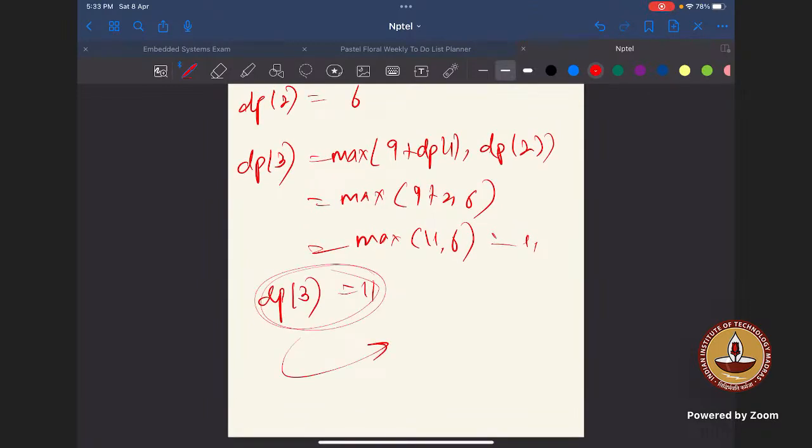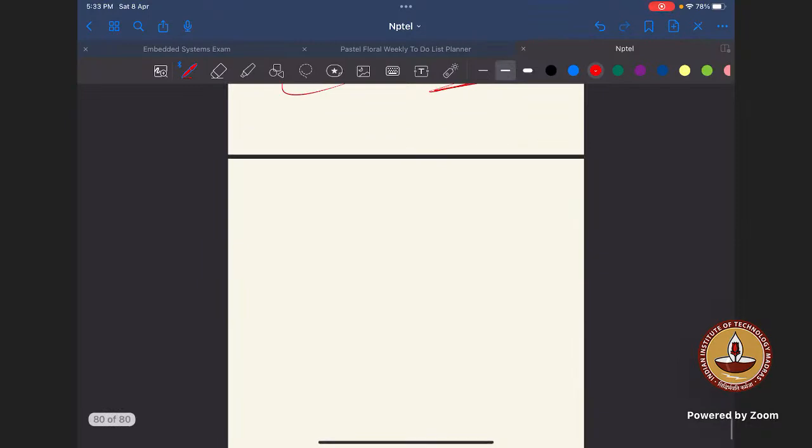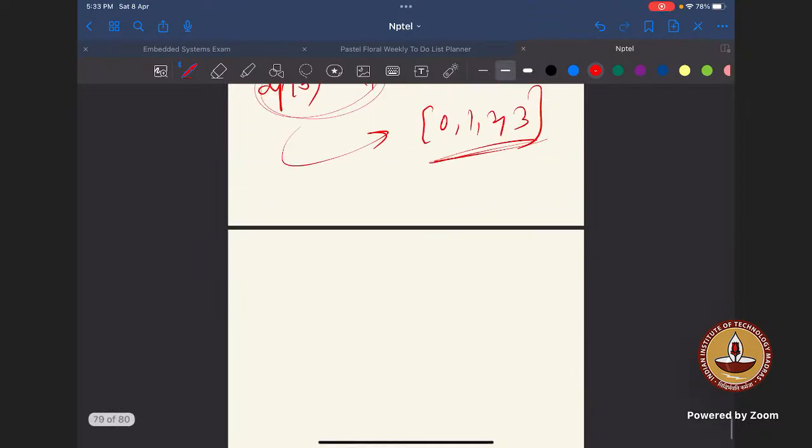dp of 3 represents the answer which we can get by considering the array 0, 1, 2, 3, right? Which is the whole array. So we have got the answer. So see how the algorithm works here. Yeah, I think that the algorithm should be clear.